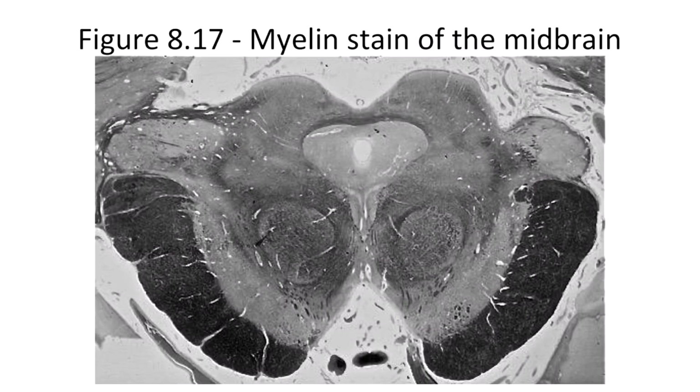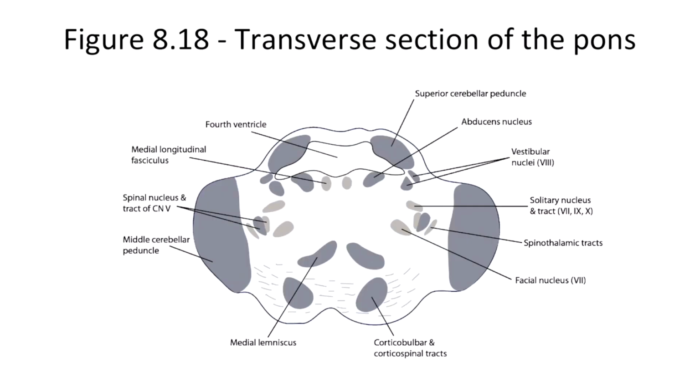Okay, now let's look at a cross-section of the pons. This is figure 8.18, which shows a transverse section of the pons. Again, this is anterior, and this is posterior. The pons can be easily identified by the transverse pontine fibers, these little fibers right here. If you can't find the transverse pontine fibers, then you should still be able to deduce that you're looking at the pons by process of elimination. This is because the midbrain and the medulla have a very distinct appearance.